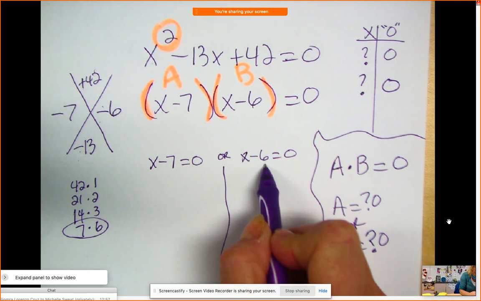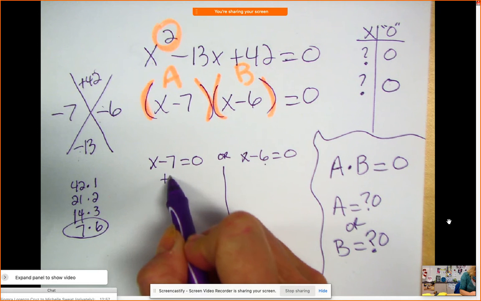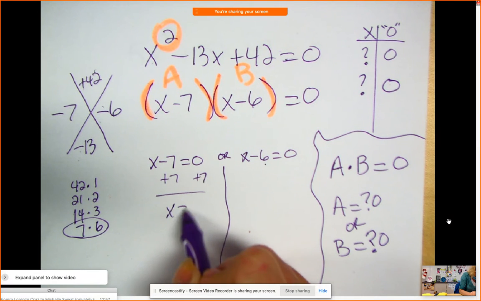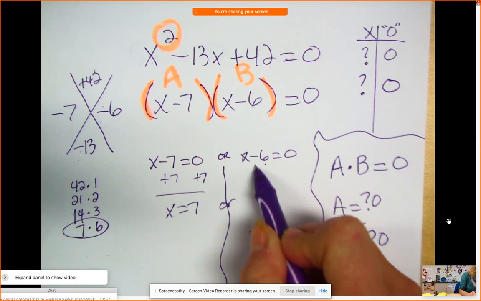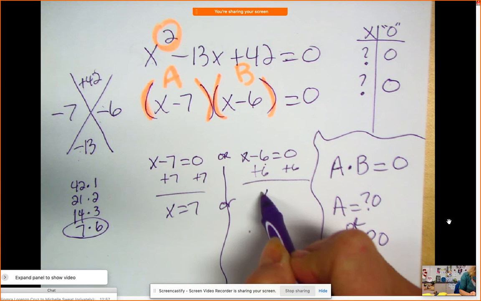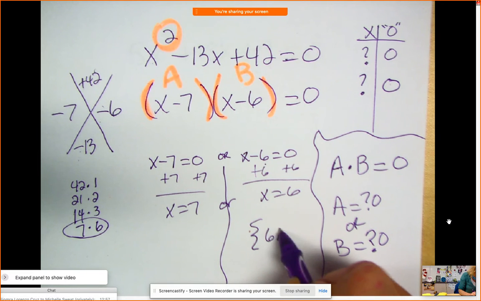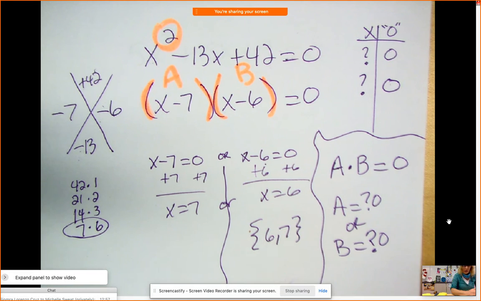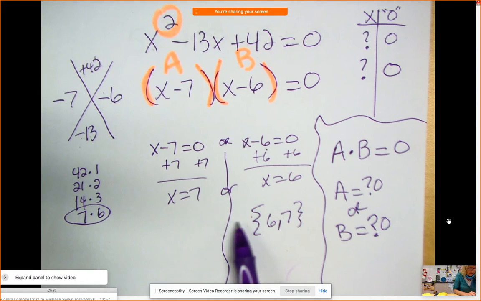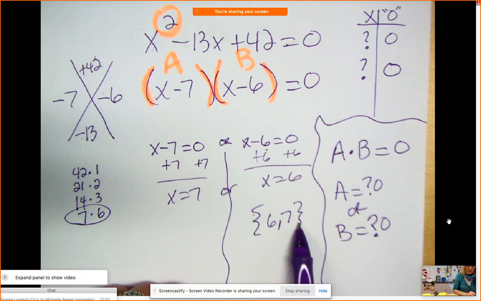So, and here they are. All I have to do is solve these two. Add 7 to both sides, and I get x can either be 7, or, let's add 6 here, x could be 6. Okay, so I got my two answers. And the way I write this is {6, 7}. It's not an ordered pair. Notice I put braces. I'm just saying x can either be 6 or can be 7.